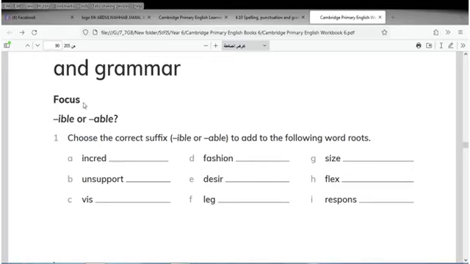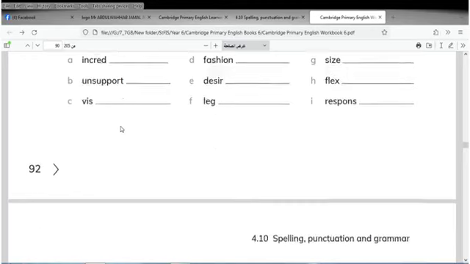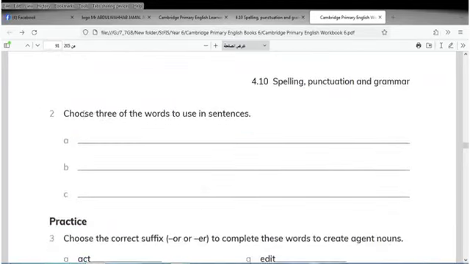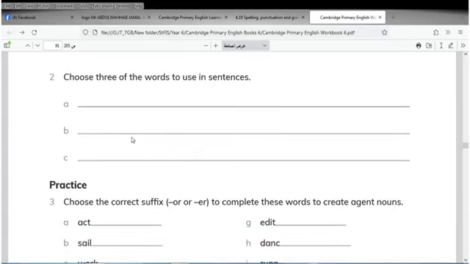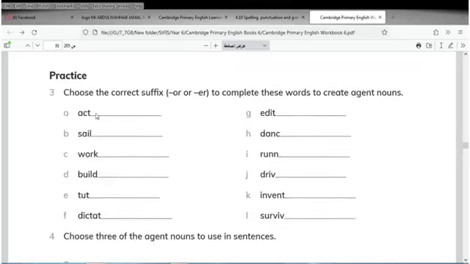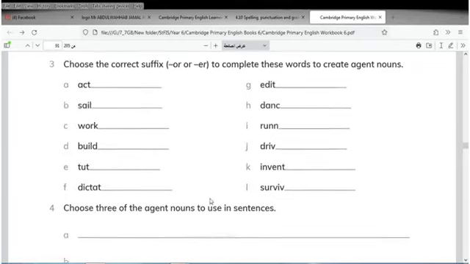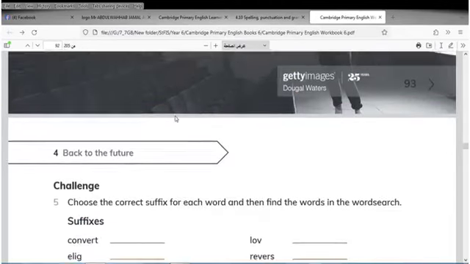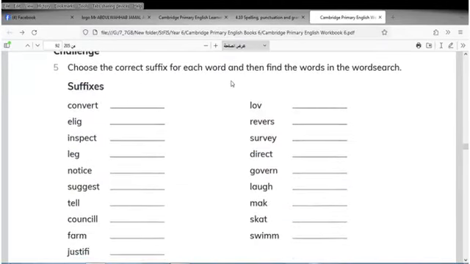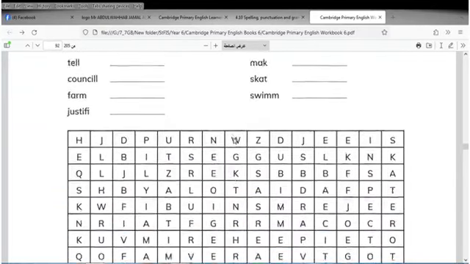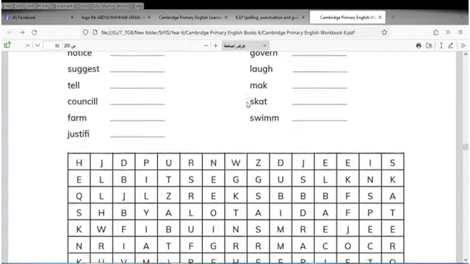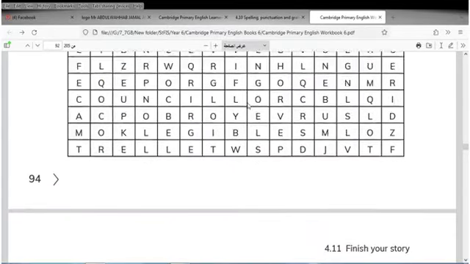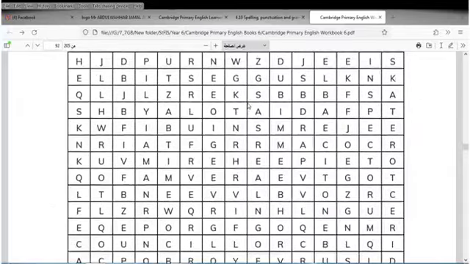We have focused on the IBLE or ABLE question, and then take 3 words and write 3 sentences about them, useful sentences. And then you have to add the OR or ER, and then take 4 or 3 words, agent nouns, and write 3 sentences again. After that, try to add the suffix to these root words, and then try to make this puzzle or crosswords activity.